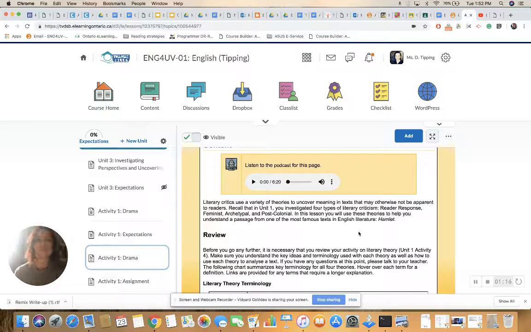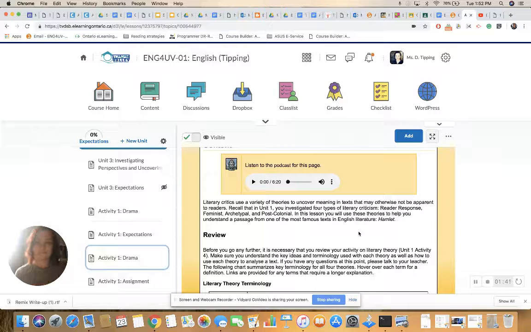Okay, so in Unit 1, you looked at 4 different types of literary criticism. There are lots of different types. We picked 4 to give you kind of a taste of literary criticism. You looked at reader response, feminist, archetypal, and post-colonial. And I know post-colonial was really hard for the discussion that we had. It's going to make a lot more sense given some of the other texts we're doing in this unit.